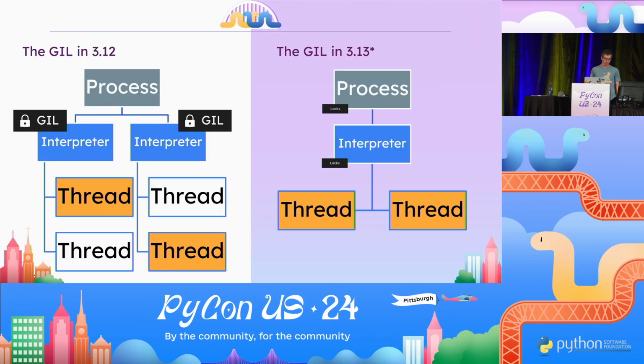Okay, so the GIL in 3.12 is per interpreter, and we could run multiple threads on different interpreters that could run at the same time. In 3.13, with the GIL disabled, you could have a single interpreter, and you can run multiple threads which run at the same time. So the GIL has now disappeared, and I've put teeny tiny locks on the diagram because there are still some locks, but they're much, much smaller.